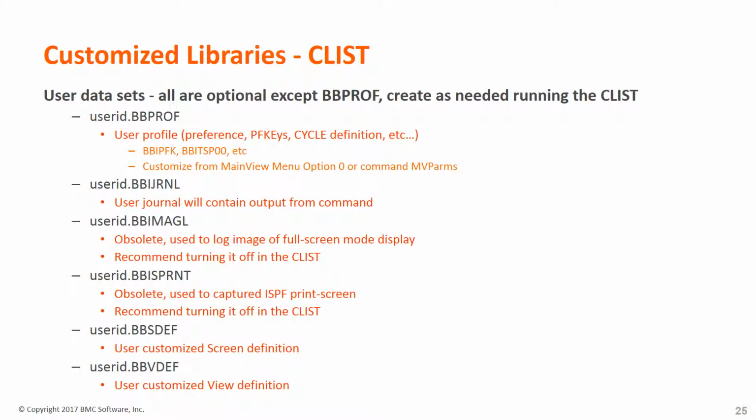There's a BBI image file that really isn't used. It's still there, but most customers don't use it. The same thing with BBIS print. Now, there are two libraries at the bottom here that you will use. That's the BBSDEF and the BBVDEF. The BBSDEF contains any customized screen definitions you built in AutoOPERATOR, and the BBVDEF contains any customized views.